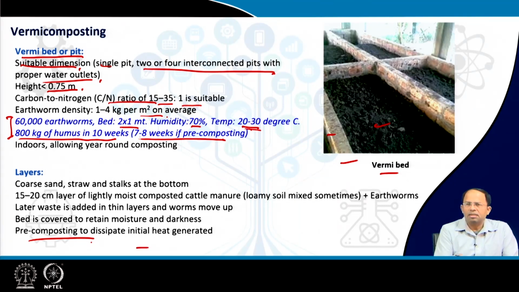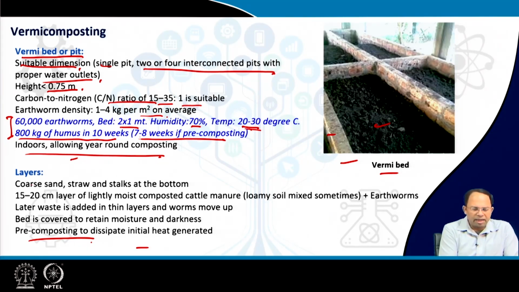But otherwise it's fine. Even if you don't do it, it will happen, but it will take a little bit more time. This process can happen indoors and can be done year round. So in areas with a lot of rainfall and other issues, we can go for vermicomposting.